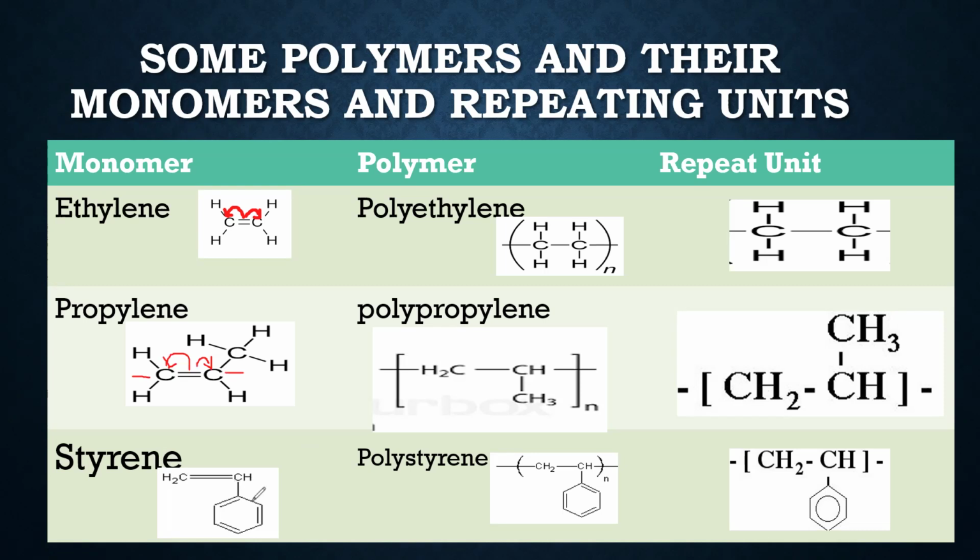Styrene, it's a monomer, one molecule, and forms a polymer in the polymerization reaction. The double bond is broken, giving the chance to form new bonds where other styrenes will be linked with styrene, leaving the aryl group as a branch, forming polystyrene. And this is the repeating unit.